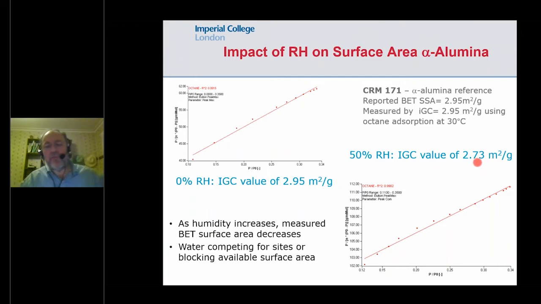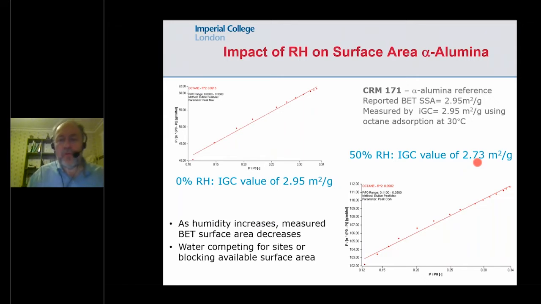And of course, the water molecules are competing for some of the sites on the alumina particles, and the result of that is that we don't quite see the exact same surface area. That's also useful if we were doing experiments at 25 or 30 degrees at 50% humidity. It might be useful to know that not all the surface area is available for gas phase adsorption. So these are some reference studies.